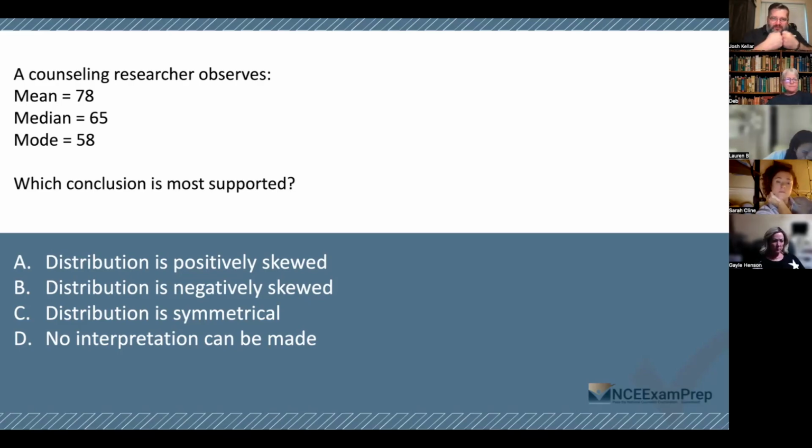I kind of want to let you guys duke it out and see who's right. Look at the data. The tail tells the tale. I'm choosing B because the scores are low.